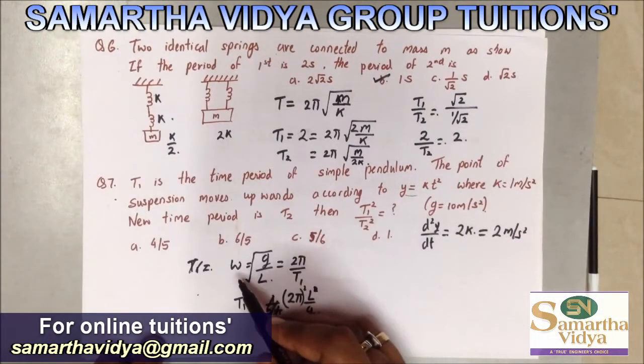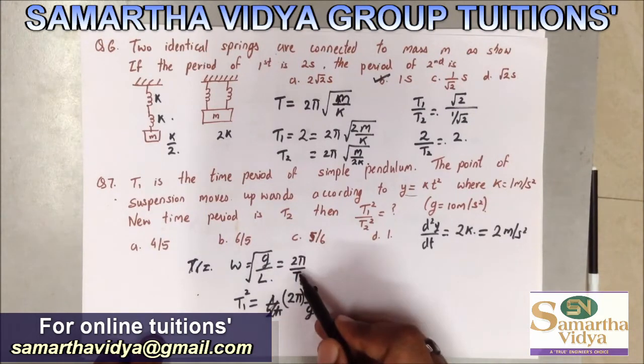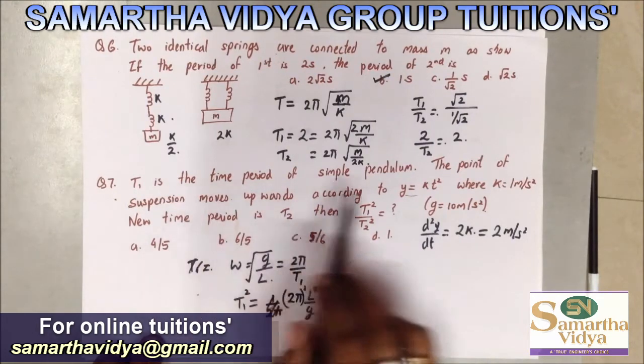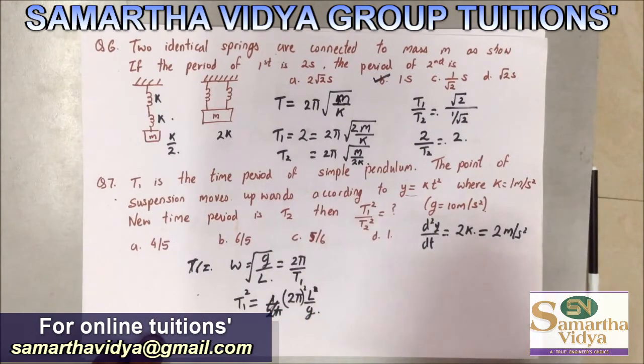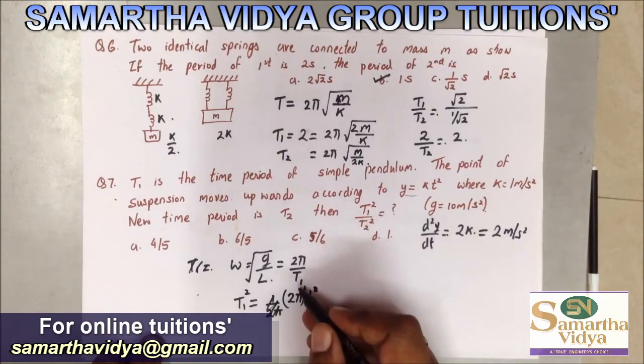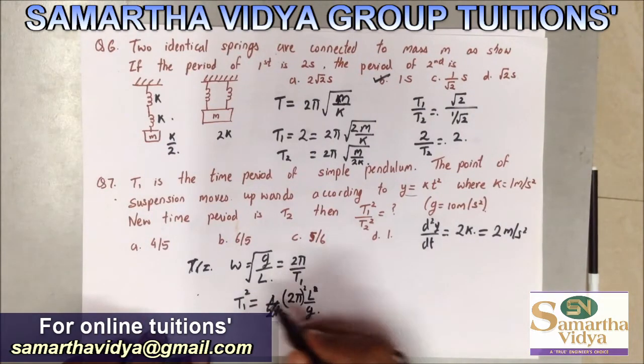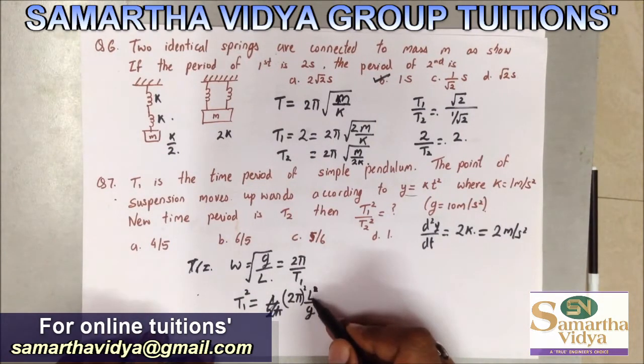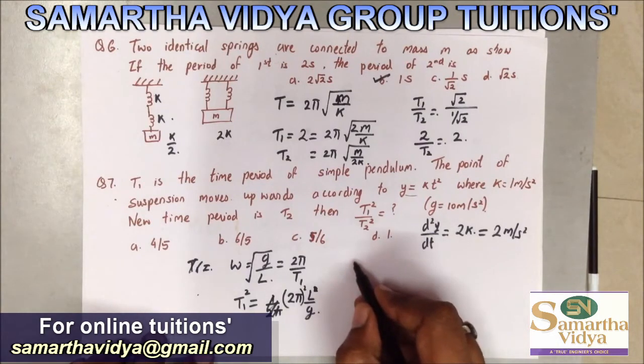We know that the omega for a simple pendulum is given by root of g by L, and my omega is nothing but 2 pi by T. Since we are talking about the simple pendulum which is present only under gravitation, it's T1. So from this we get that T1 square is equal to 4 pi square L by g. Now let us go for the accelerated frame.